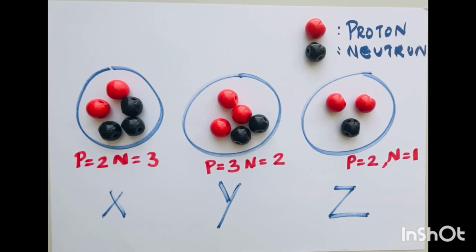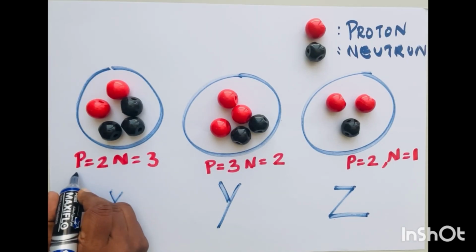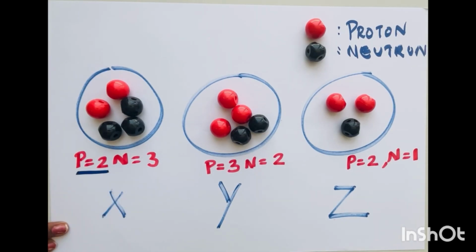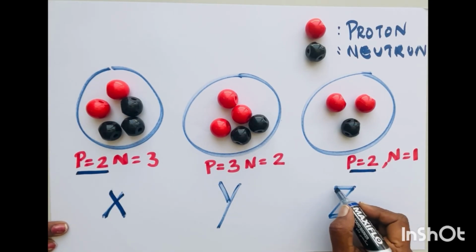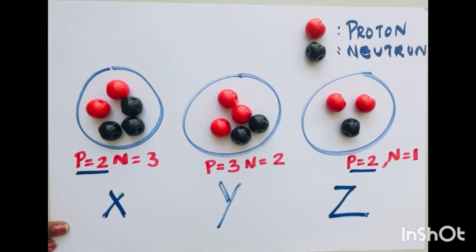Now let us check which nuclei have the same number of protons. In this case, the first one and the third one have the same number of protons. That means X and Z are isotopes of each other.